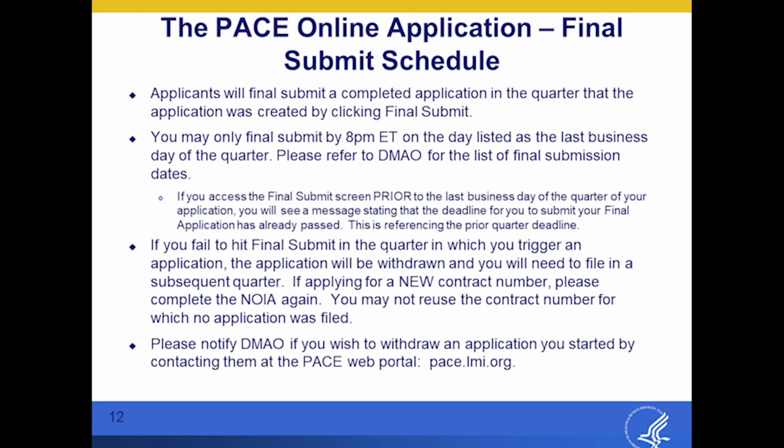This slide addresses the quarterly submission process for creating and submitting PACE applications. Applicants will final submit a completed application in the quarter in which the application was created by clicking Final Submit. You may only final submit on the day identified as the last business day of the quarter by 8 p.m. Eastern Time. If you access the Final Submit screen prior to the last business day of the quarter of your application, you will see a message stating that the deadline for you to submit your final application has already passed. This is referencing the prior quarter deadline.